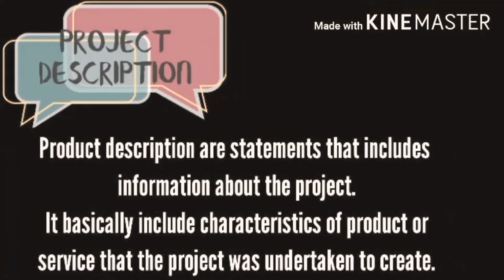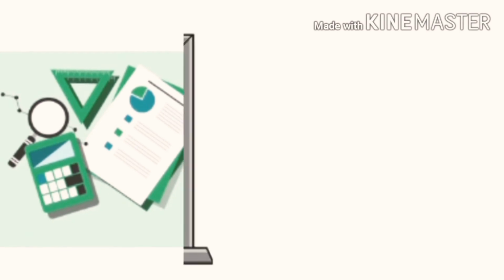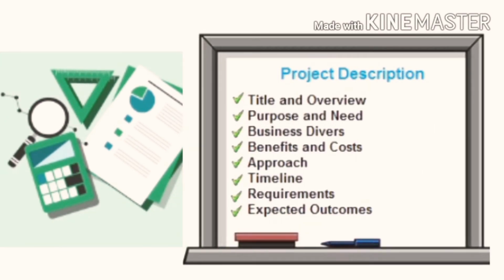Project description. Project descriptions are statements that include information about the project. It basically includes characteristics of the product or service that the project was undertaken to create. Project description includes title and overview, purpose and need, business drivers, benefits and costs, approach, timeline, requirements, and expected outcomes.